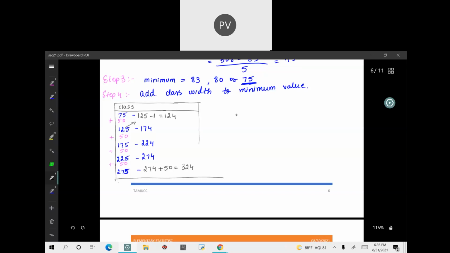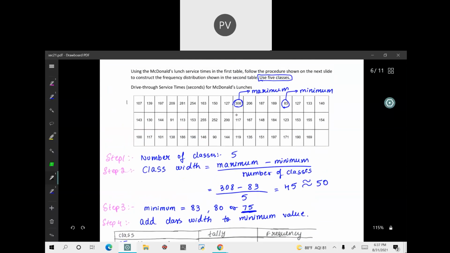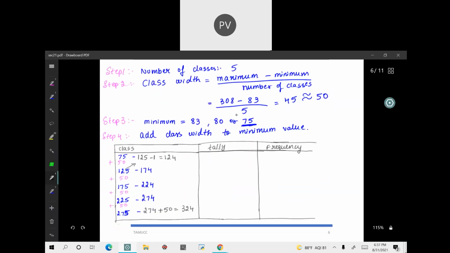Next is to find the frequency. Before you find the frequency, let us do the tally. This is an optional step, but it will be very useful to count the number of data values for the frequencies. Now let's go back to the table here and move downwards. Consider this data value 107. Which class limit does 107 belong to? It is between 75 and 124, right? So 107 belongs to this class limit.